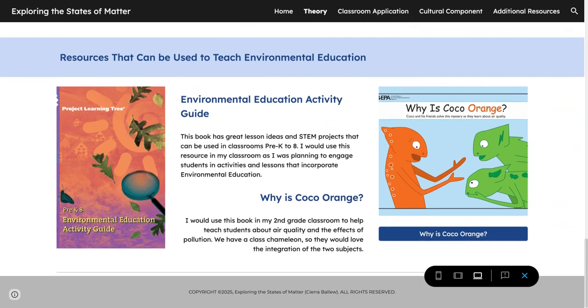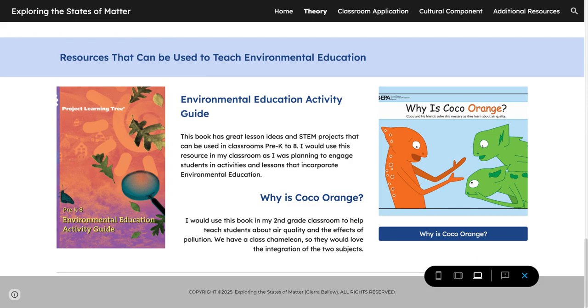And then the next section is resources that can be used to teach environmental education. So to the left, there is an environmental education activity guide. And this is great because they have already planned environmental education activities from pre-K to 8th grade. They have many different activities. It tells you exactly what you need and what standards they cover. So this is something I hope to add to my classroom next year to be better prepared to use that learning theory.